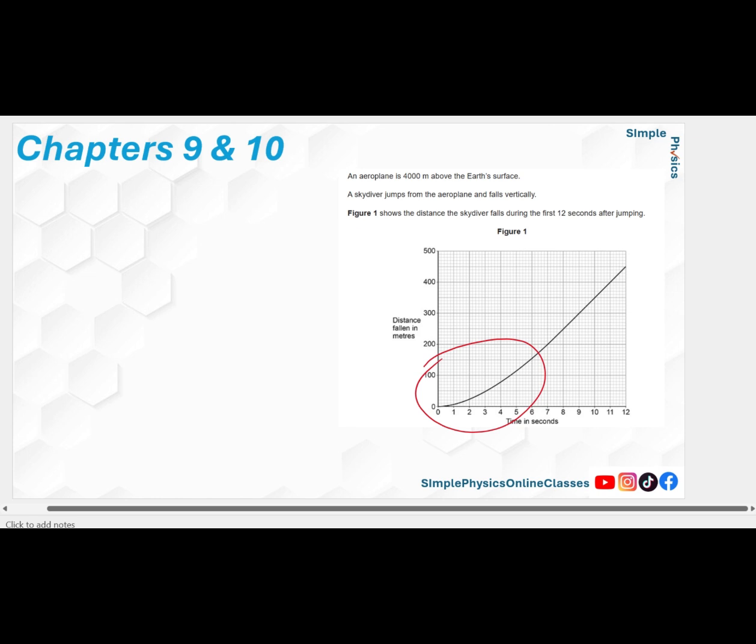So the gradient here is the speed. You've got a gradient increasing, therefore the speed is increasing, so therefore you've got an acceleration. Then look at this bit, you've got a constant gradient, so therefore you've got a constant speed. Okay, so this one must have been Newton's second law. This one was Newton's first law.